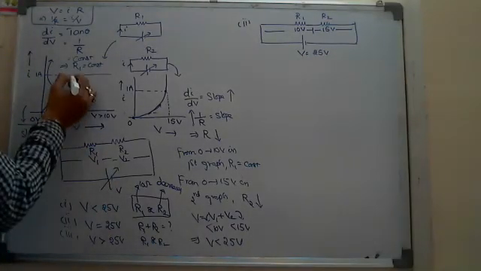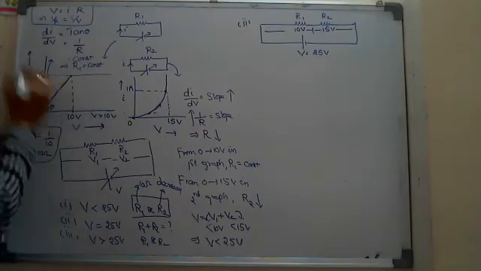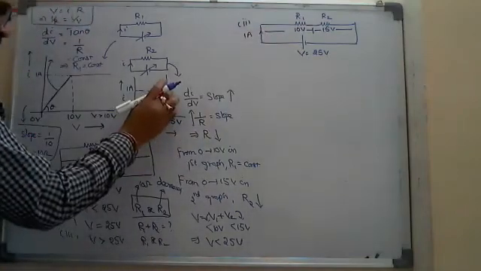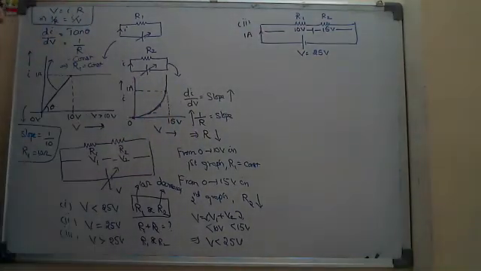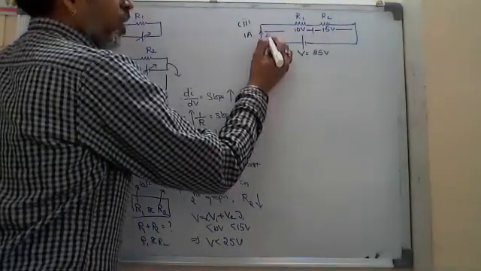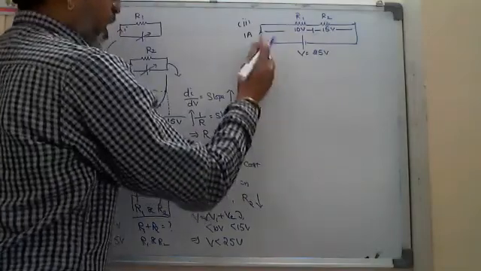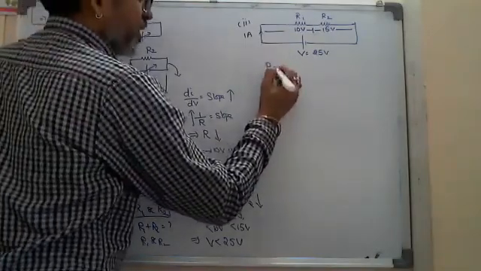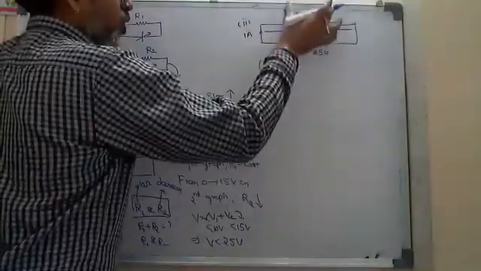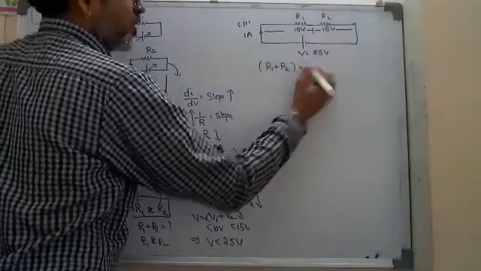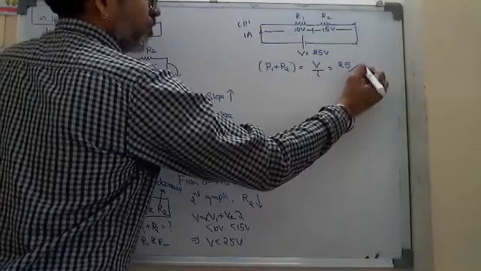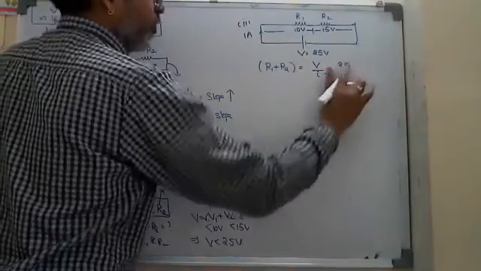Here at V equals 10 volts, the current is 1 ampere. And here also when V equals 15 volts, it is 1 ampere. So altogether the current will be the same, 1 ampere. So directly you can say the R1 plus R2 value is equal to how much? Since they are in series, you know the total resistance R1 plus R2 is equal to V by I. That is equal to 25 by 1, that is 25 ohms.